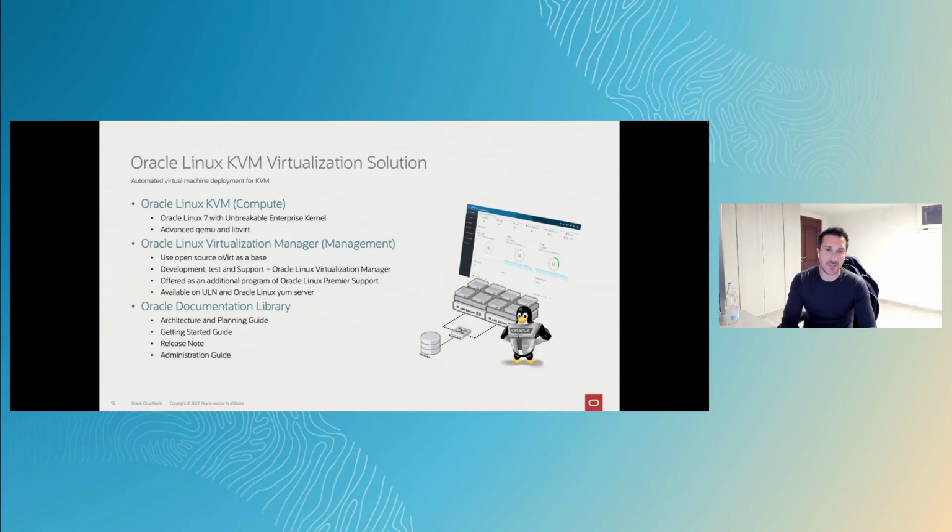We have Oracle Linux KVM, which relies on Oracle Linux 7 as well as Oracle Linux 8 with the Unbreakable Enterprise Kernel. And over there, we have KVM user space components like QEMU and libvirt leveraged to run virtual machines. That said, we have a management solution called Oracle Linux Virtualization Manager. It's a solution built starting from an open source project named oVirt. And again, even this one is offered as an additional program for Oracle Linux Premier support. That means that even the Oracle Linux KVM virtualization solution is part of the Oracle Linux Premier support.